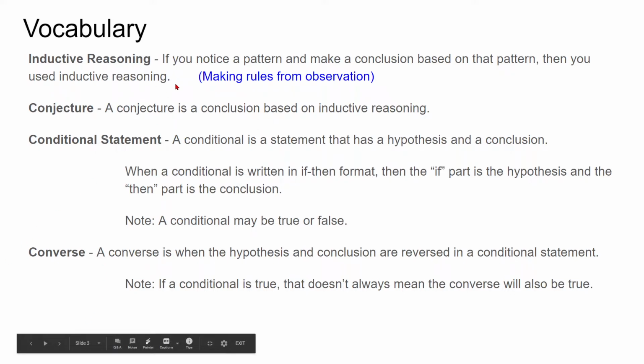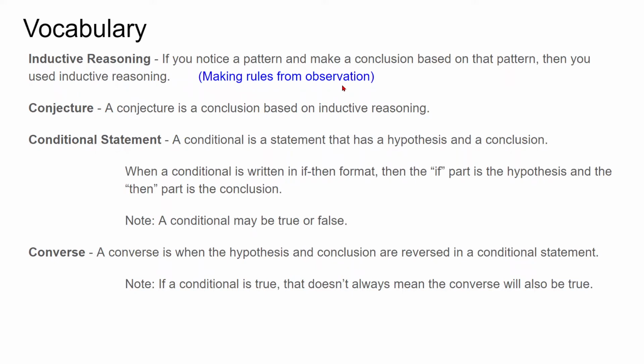So inductive reasoning is when you make a rule from what you see, pretty much is what it means. So if you're looking at a few examples and you start noticing a pattern and you think you know what's going to happen next, you're doing inductive reasoning. A conjecture is when you make a rule out of that. So once you've done that inductive reasoning, actually trying to form a rule in your head, that's a conjecture. That rule that you're creating is the conjecture.